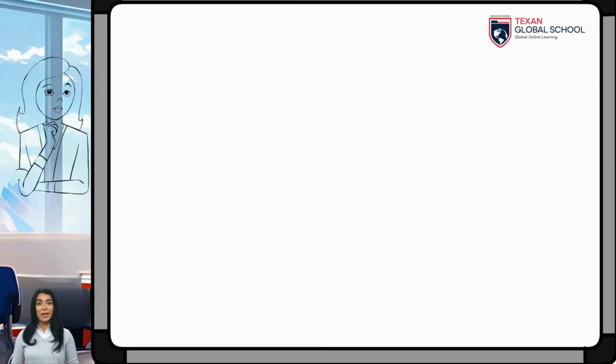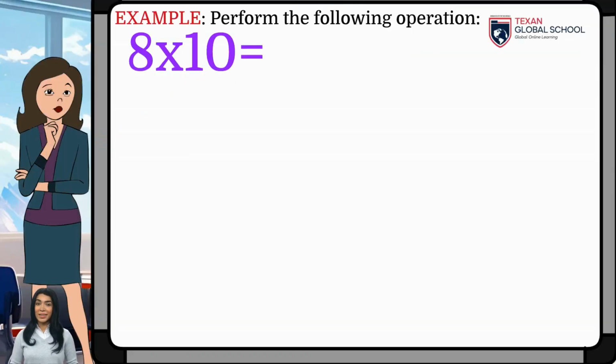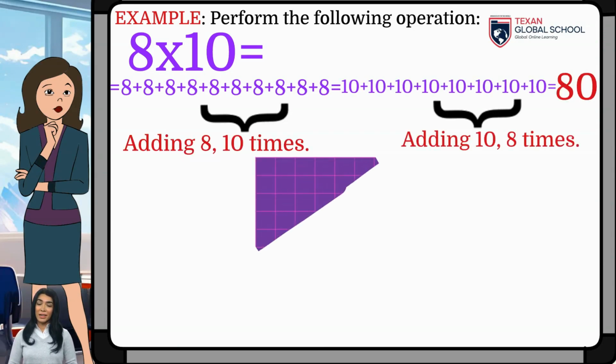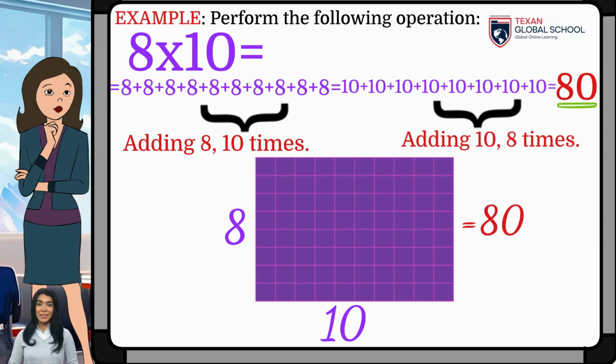Finally, multiply 8 by 10. We add 8 10 times, or we add 10 8 times. Therefore, 8 times 10 is 80. The model represents 8 rows by 10 columns. So we have 80 ones. Hence, we conclude that 8 times 10 is 80.